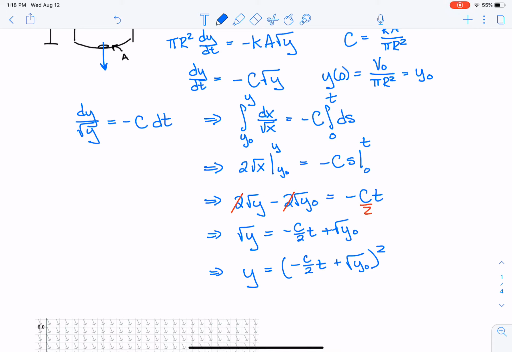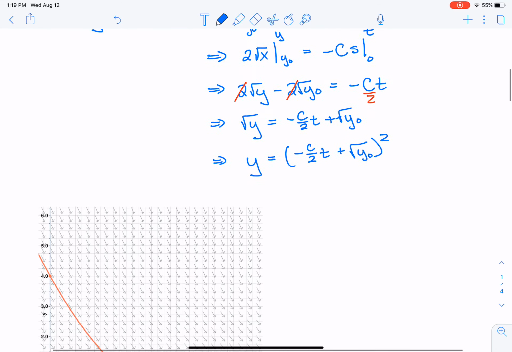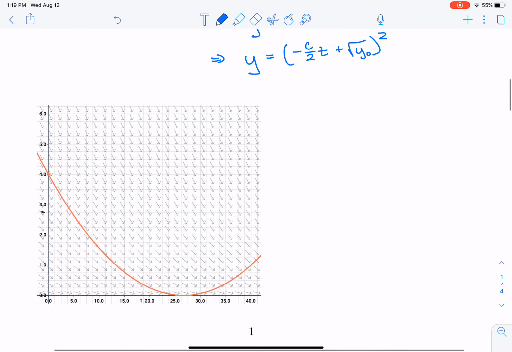And I encourage you to substitute back into the original differential equation to indeed show that dy/dt is equal to minus c times the square root of y. You can immediately see if you plug in 0 that y of 0 is y sub 0. Okay, so we've solved this separable differential equation. Okay, well, let's look a little bit at what the solution looks like.